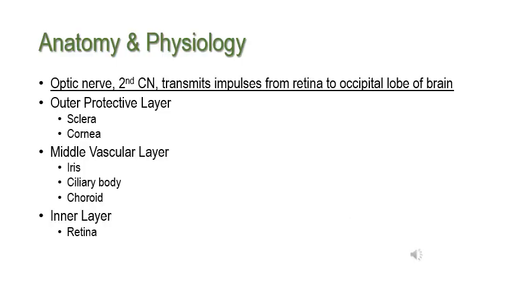This is just the written slide of some of the A and P that we talked about. Again, just remembering that the optic nerve is our second cranial nerve, and that is responsible for transmitting the impulses from the retina to the occipital lobe of the brain. The sclera, of course, is our white part of our eye, and the cornea, which are that outer protective layer that I talked about. And the cornea is a clear fibrous covering that continues anteriorly from the sclera. It's vascular, and it is part of the refractive media of the eye as well.